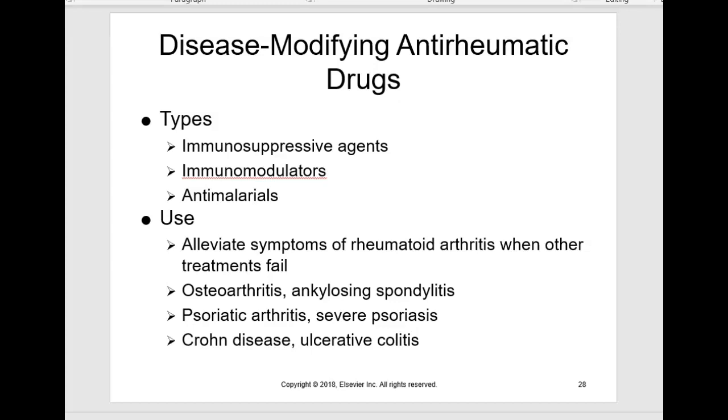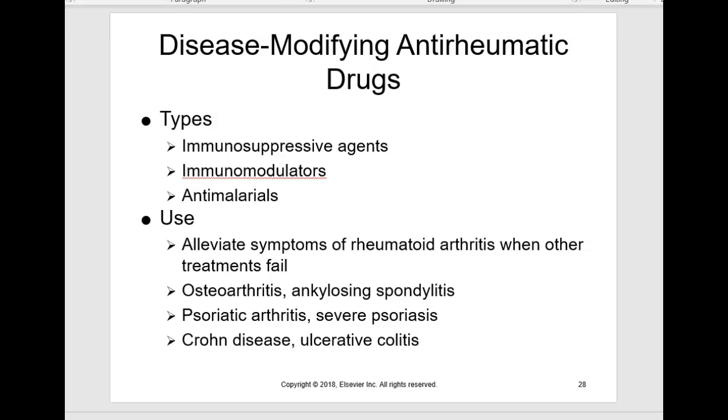So when we see these disease-modifying antirheumatic drugs, there's a couple things to think about. These different types, so immunosuppressants and immunomodulators. These are medications that are changing the patient's immune system, right? So it's turning the patient's own immune system down a little bit, because these types of conditions that we're talking about, whether it's rheumatoid arthritis, psoriasis, psoriatic arthritis, Crohn's disease, these are autoimmune disorders. So it's the patient's own immune system causing damage within their body.